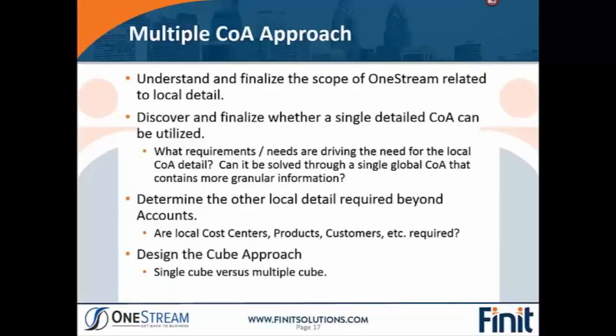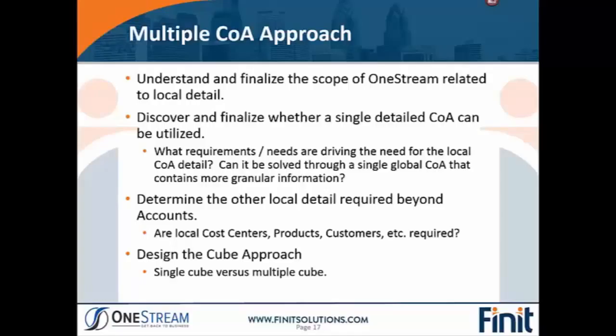How you would approach this: spend time understanding and determining what level of detail is needed in local detail, and who the users are going to be. Is it just one set of users? Does it apply to everybody that needs that visibility? Discover and finalize whether you can get to one common chart of accounts. What are the requirements driving management reporting to look at something differently than external reporting? Could you convince the management reporting folks to use the external chart? There's a lot of back and forth in those internal discussions to get to what you're really after with that single chart.